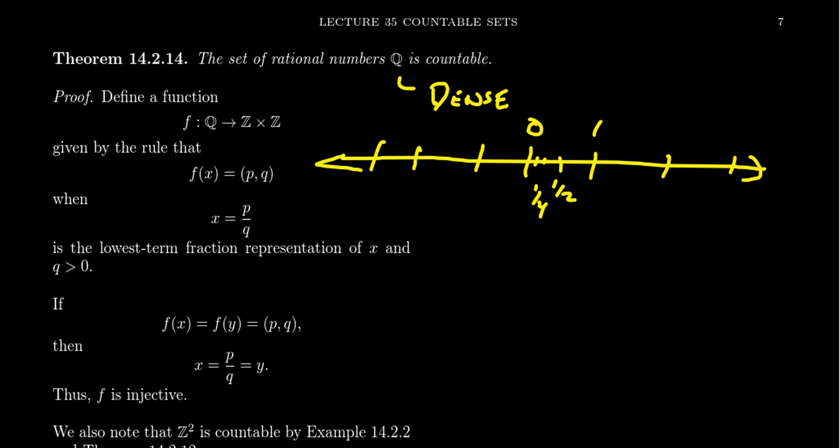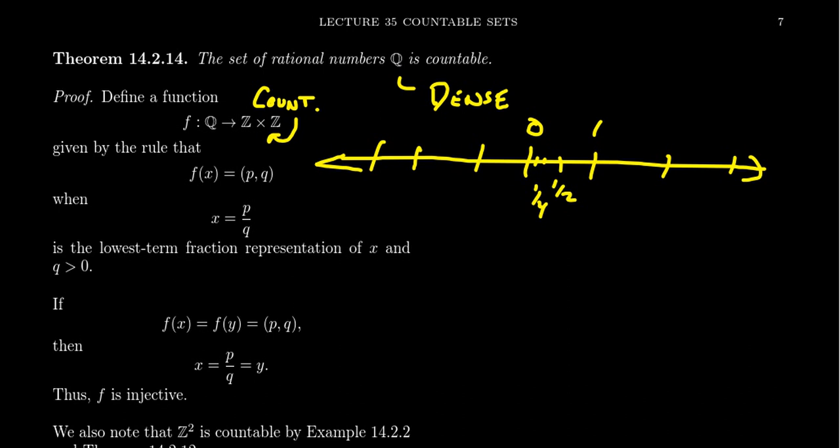We're going to construct a function f, where f is a function from the rational numbers to Z cross Z. I want you to be aware that Z cross Z is a countable set. How do I know that? Well, Z is a countable set. We came up with a specific bijection between the natural numbers and the integers. And as we've just seen, the Cartesian product of two countable sets is countable. So this is a countable set. Now we have a function from the rational numbers to a countable set.